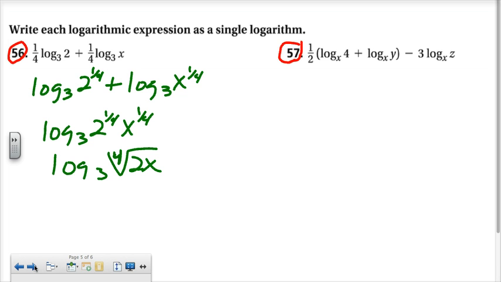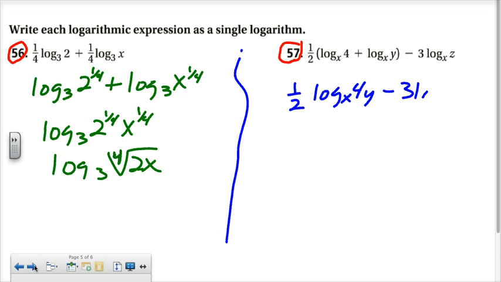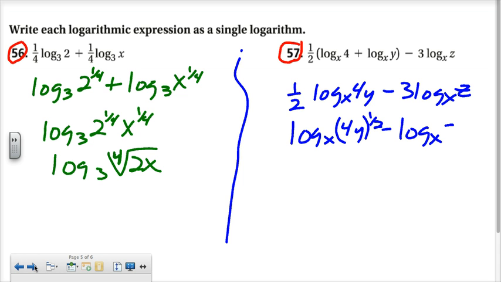Then, number 57. Order of operations has always told us to do what's in the parentheses first, so we are going to do that. We see that there's addition inside with those logarithms, so what we have to do is multiply. So that'll be the logarithm base x of 4y minus 3 logarithm base x of z. Now, what I would do next is put those powers back up where they belong. So logarithm base x of 4y to the 1/2 minus logarithm base x of z to the 3rd.